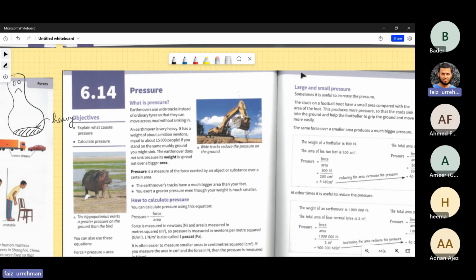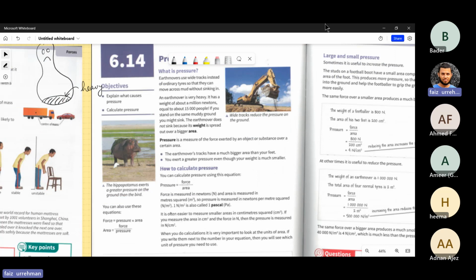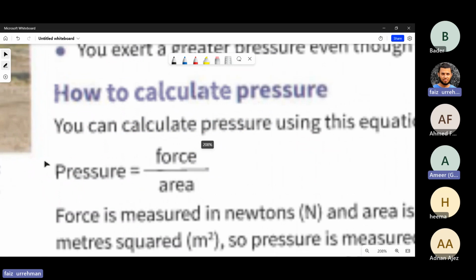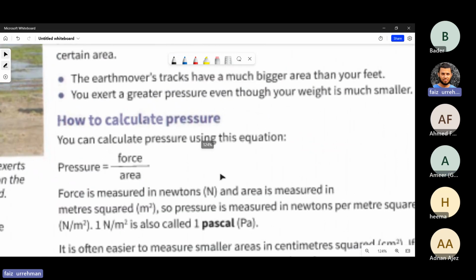Now, pressure. Pressure is how much force we apply on a particular area. I will give you an example.